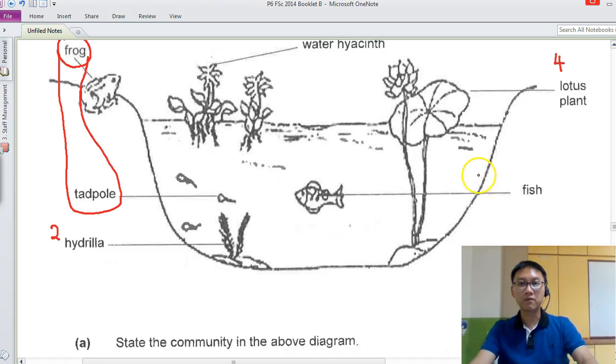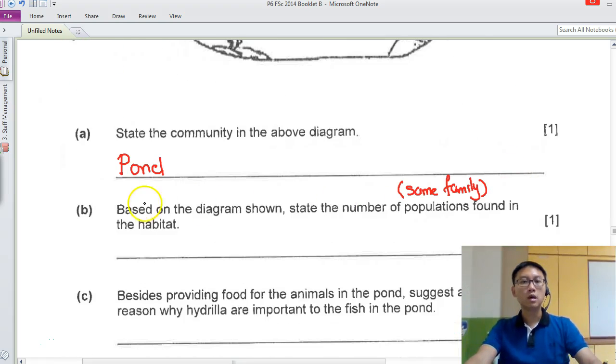What else do I have? My fish here. Oh no, where's my cursor? Okay, so fish here is my fifth population. Any more? No. So number of population is 5.